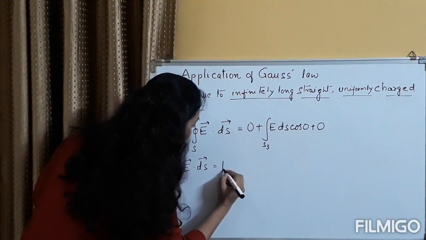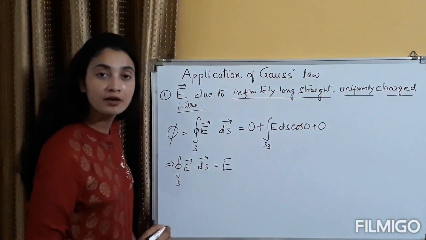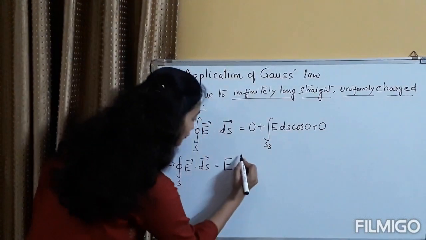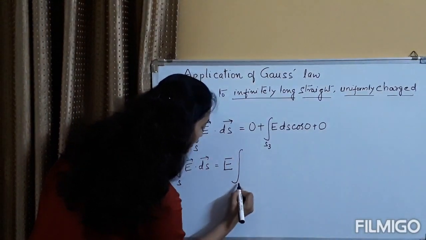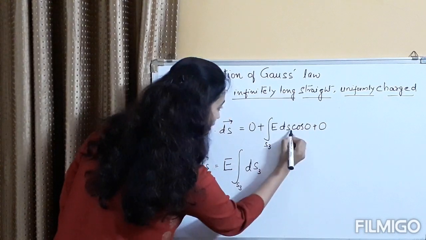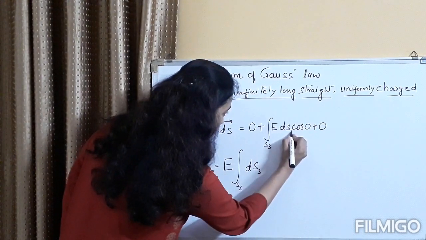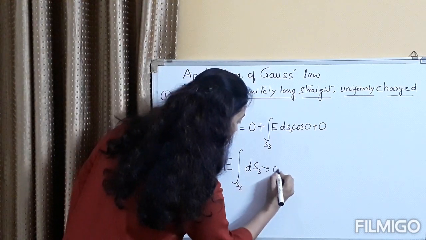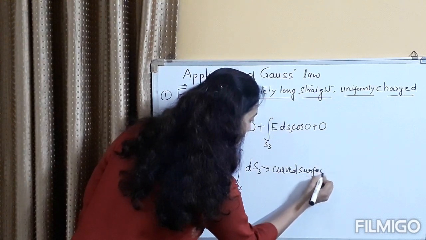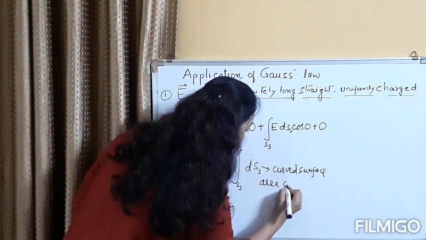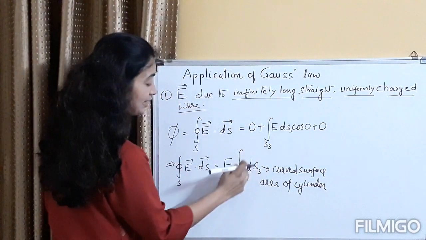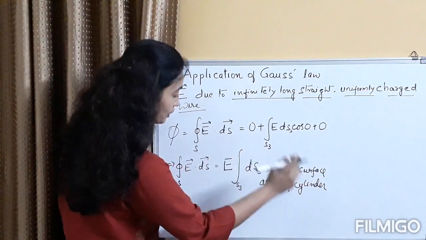We will take electric field E out of the integral because E is constant over the entire surface. So we take it out of the integral. S3 integration of ds3. We can write it here or we can write it here also. So what is ds3? It is the curved surface area of the cylinder. What is ds3? This integration is the curved surface area of the cylinder.